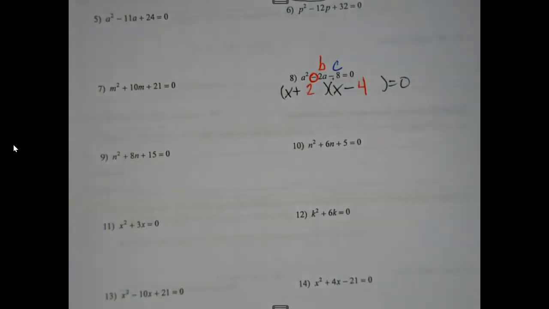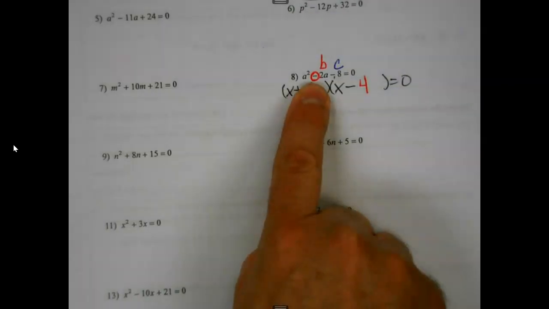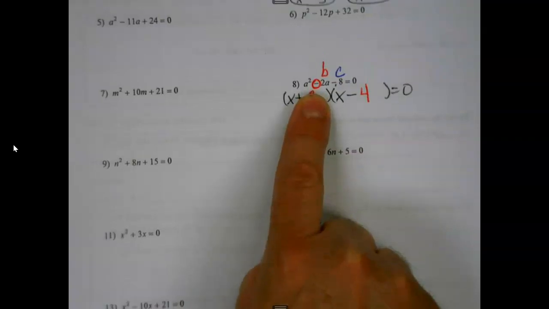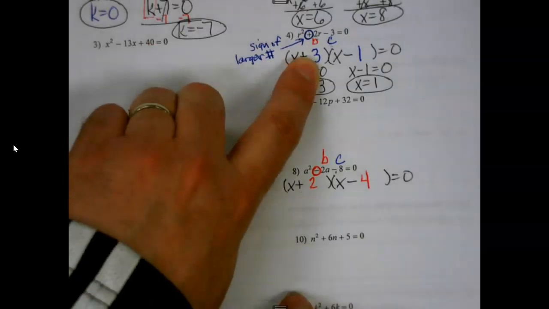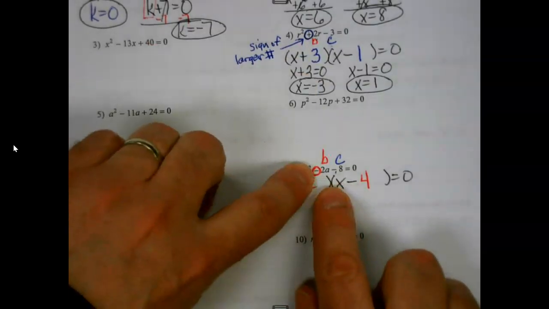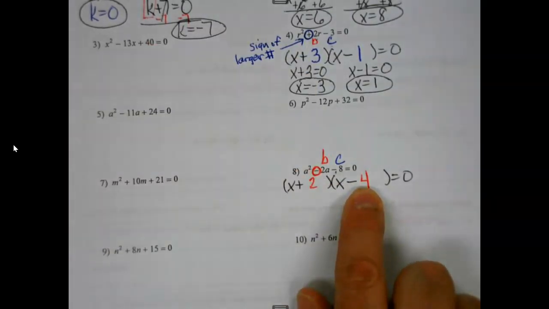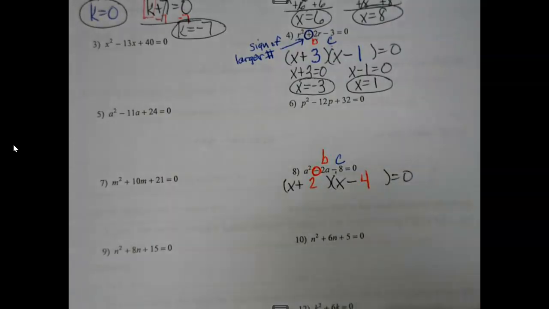The bigger number, what sign? The bigger number gets the sign of the B term, the middle term. That's always going to tell you the bigger number's sign right there. So like when we did number 4, the sign in the middle was positive. The bigger number was positive. Here, the sign in the middle is negative. The bigger number is negative, is what we're looking for with this.